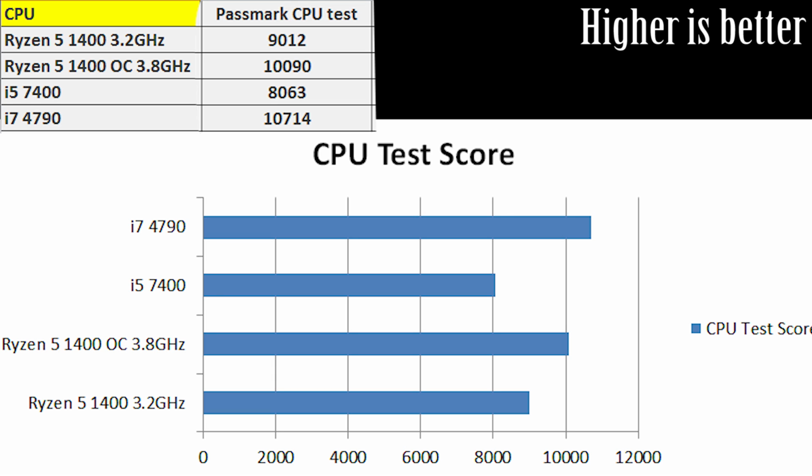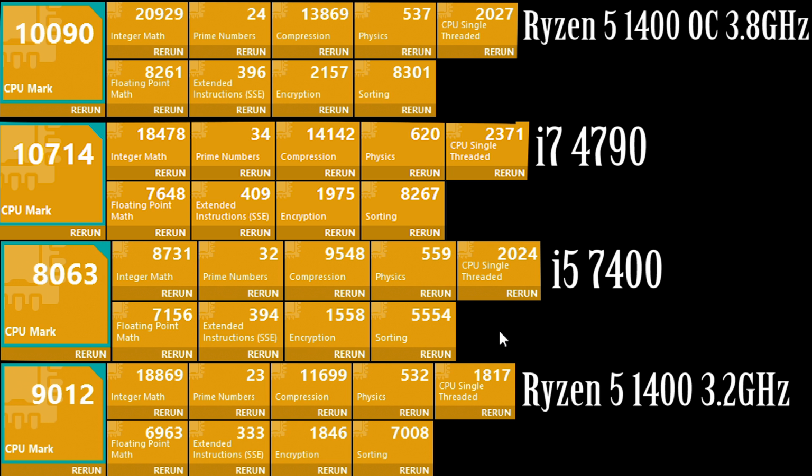Here you can see the graph for the CPU test score. As you can see, the overclocked Ryzen 5 was close to the i7. And there you can see all the scores and each sub-score that built the big one.